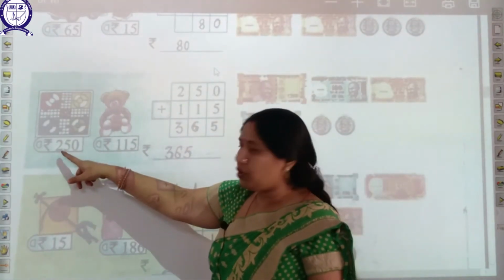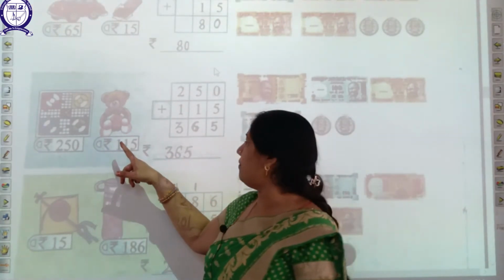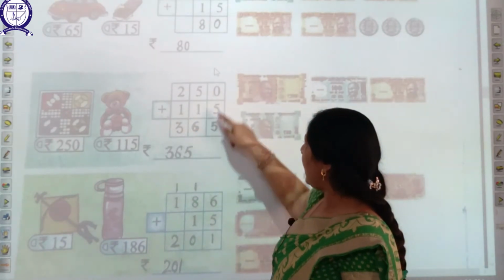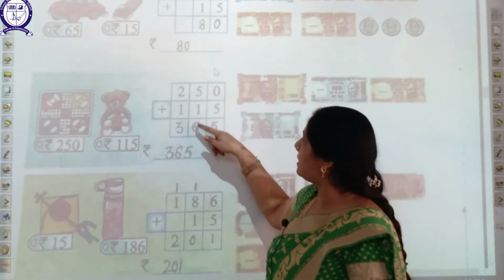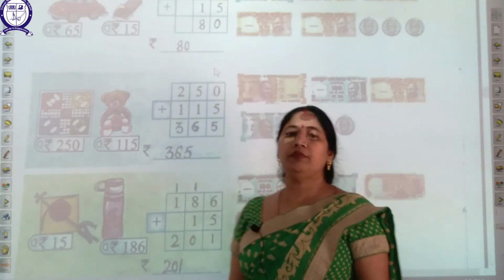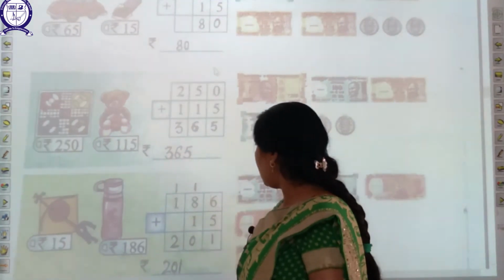The carom board's cost is 250 and the teddy bear's cost is 115. So firstly we have to write the numbers here and add. 0 plus 5 is 5, 5 plus 1, 6, 2 plus 1, 3. So the cost of both toys is 365. Come to the next.